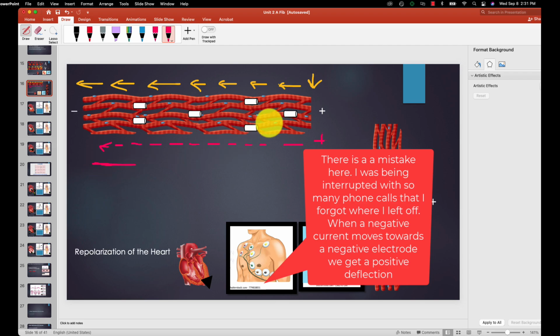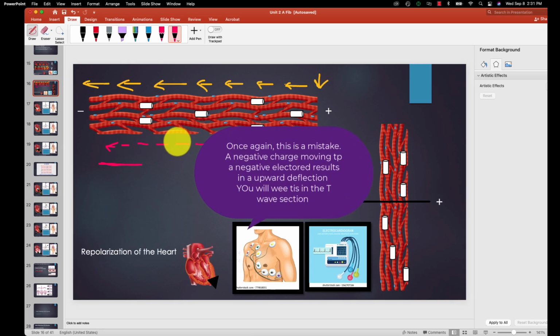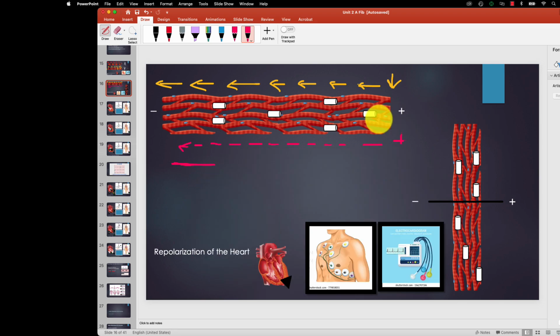Okay, so let's just go through it. Positive moving towards positive, upward deflection. Positive moving towards negative, downward deflection. And then when we do repolarization, negative moving towards negative, we get no deflection. So the flow of negative charges towards a negative electrode gives us nothing. And we'll come back to this upright piece of bacon here.